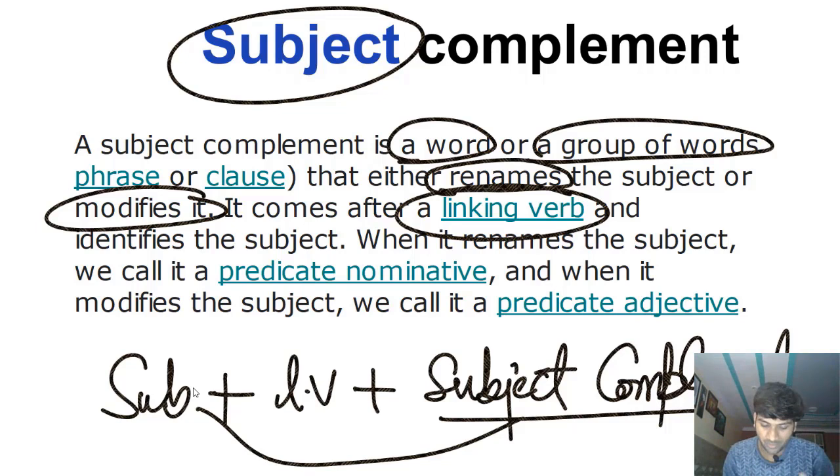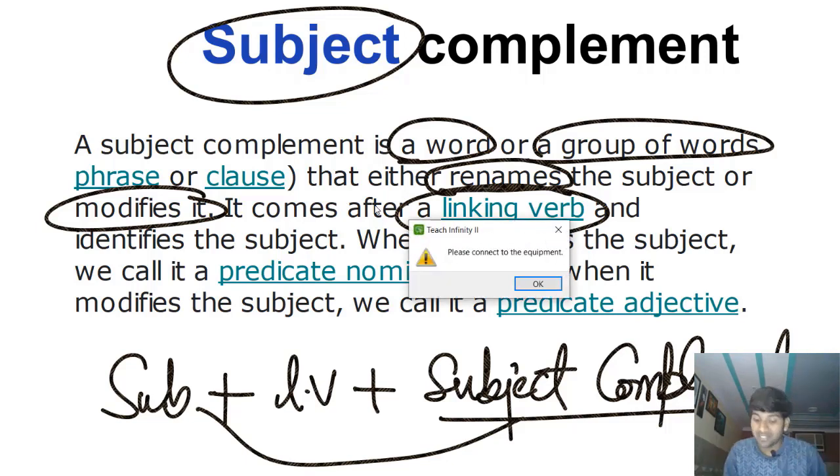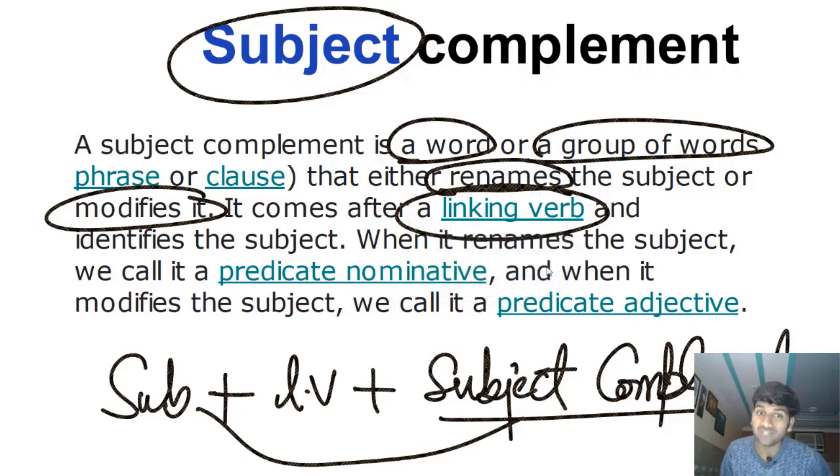So let's read the definition one more time. A subject complement is a word or a group of words, phrase or clause, that either renames the subject. When it renames the subject, we call it predicate nominative, or modifies it, and when it modifies the subject, we call it a predicate adjective. It comes after a linking verb. It is very important to note that a subject complement always comes after a linking verb. It cannot come after an action verb or any other type of verb. It has to come after a linking verb.